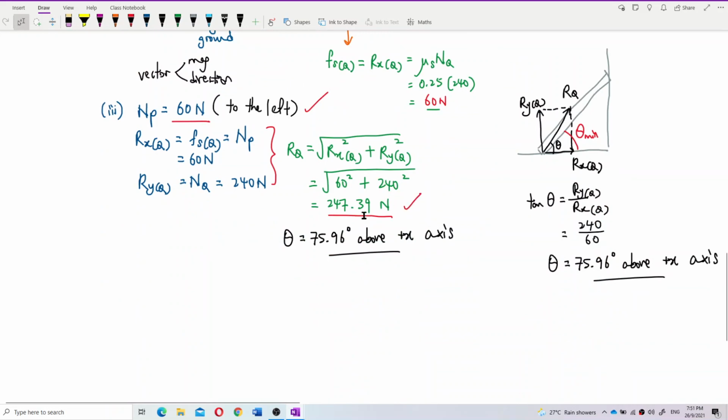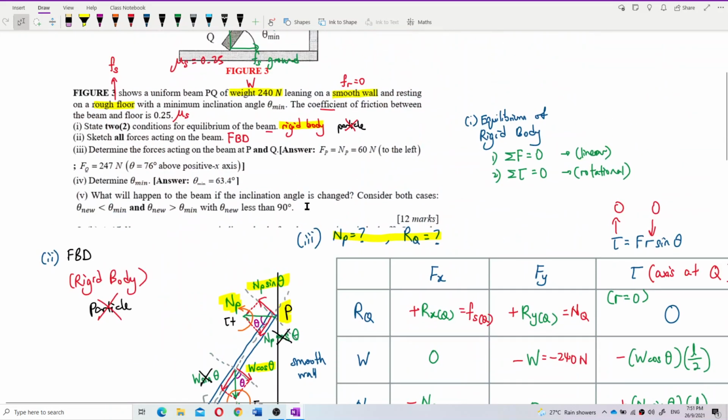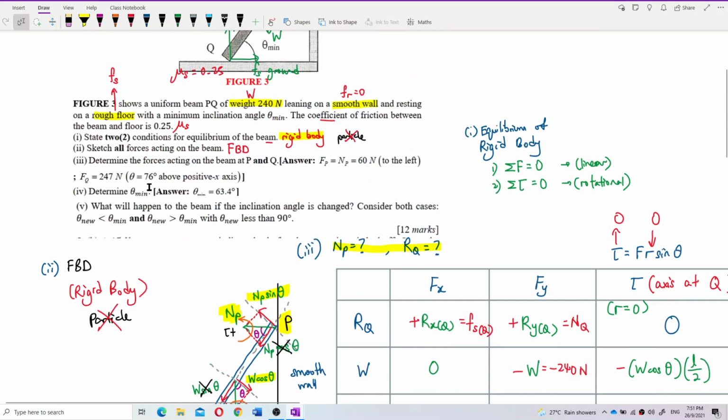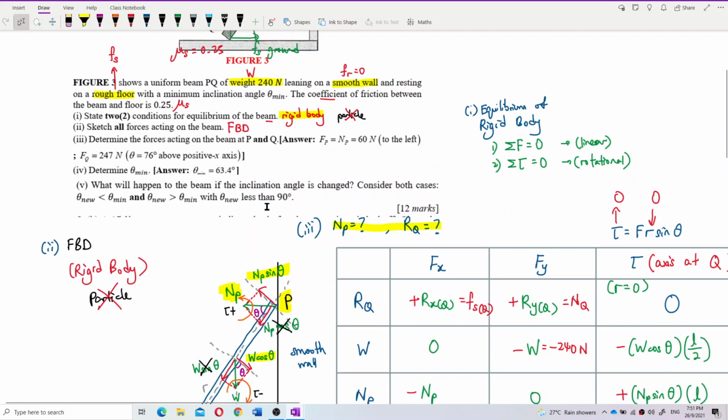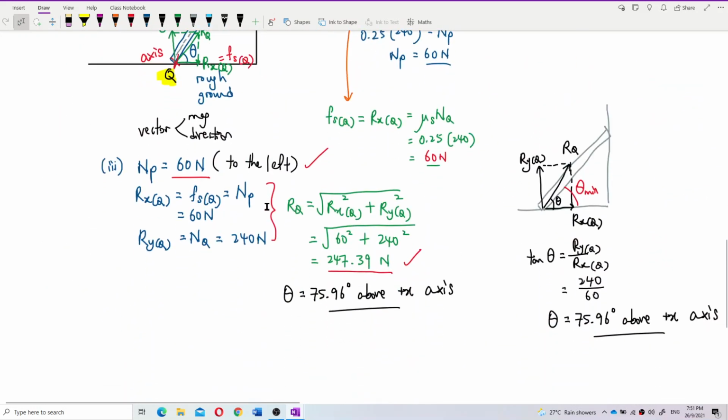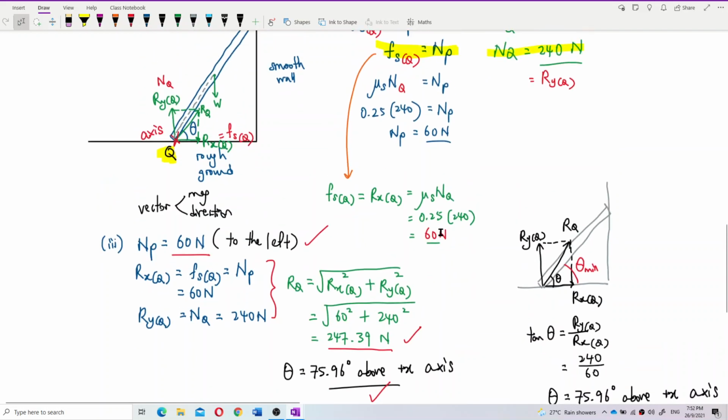That's correct. How about the direction for RQ? Direction for RQ is 76 degrees above positive x. 75.96, yeah, near to 76 above positive x. That's correct. You must give magnitude and direction also. Okay, solved.